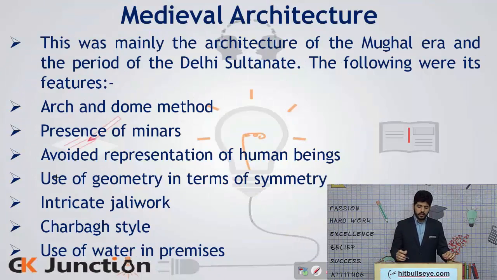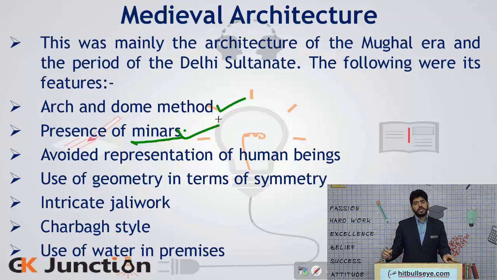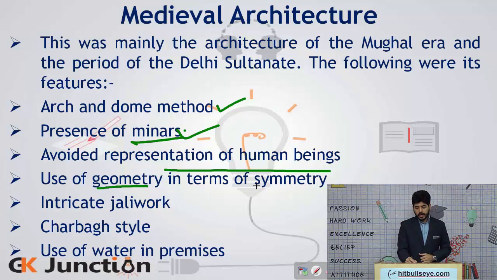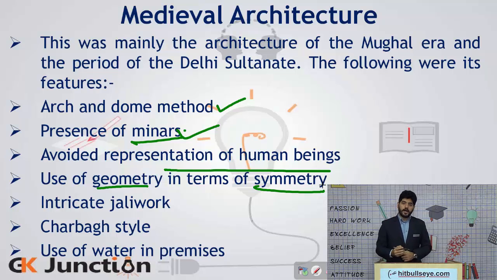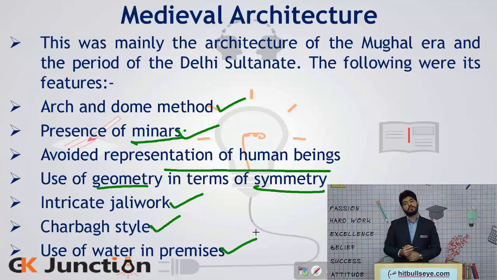So the main features are that with the introduction of medieval periods, there was an introduction of arc and dome method of construction of architecture in the country. Minars started to be built around the architecture at that time. The medieval architecture also avoided representation of human beings in their architecture. And there was proper use of geometry and symmetry in that architecture. Apart from that, we also have intricate jali work, a charbagh style, and water use in the premises. These are the basic features of Mughal architecture or the medieval architecture.